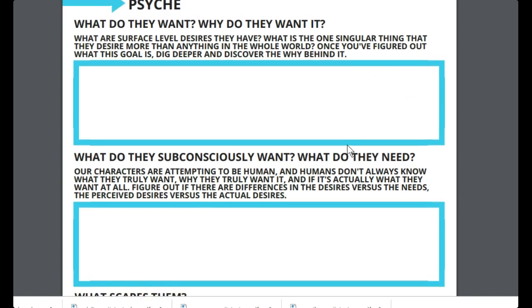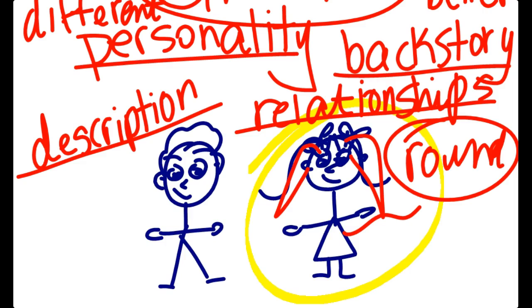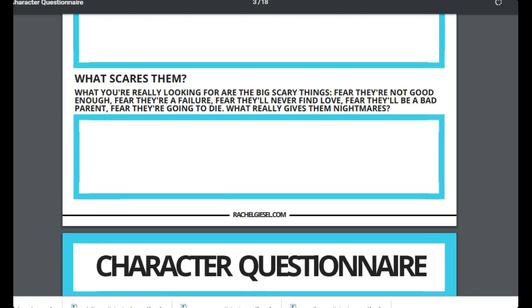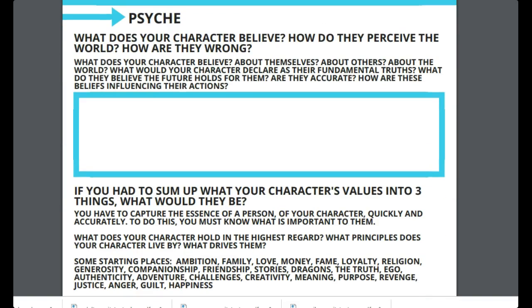What do they subconsciously want? What do they need? So on the surface, she may feel like she wants to change herself because she's not popular at school, right? Not popular. But underneath the surface, maybe she didn't receive enough love at home and she just wants to be loved. She wants to be accepted. She wants to have people treat her well. And so that's subconsciously what's going on with her and why she becomes the shapeshifter. What scares them? Well, maybe what scares her is never being accepted, never fitting in, never being loved.